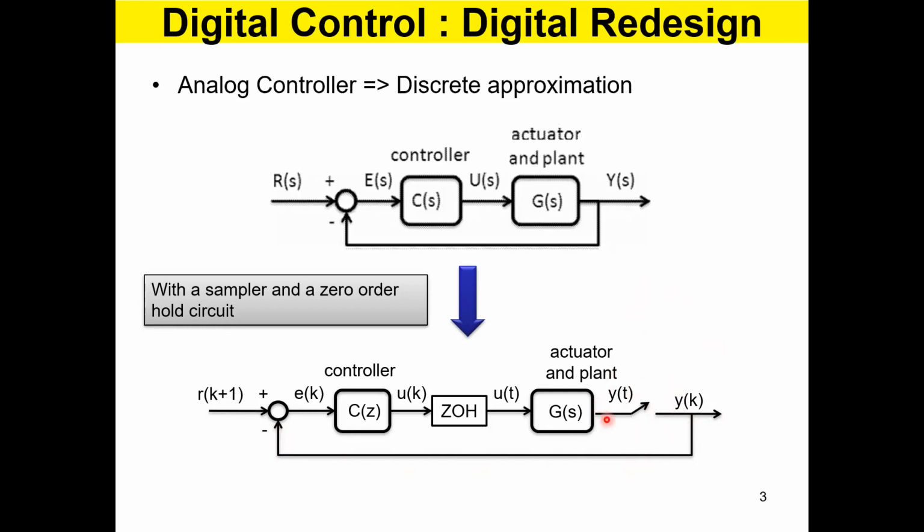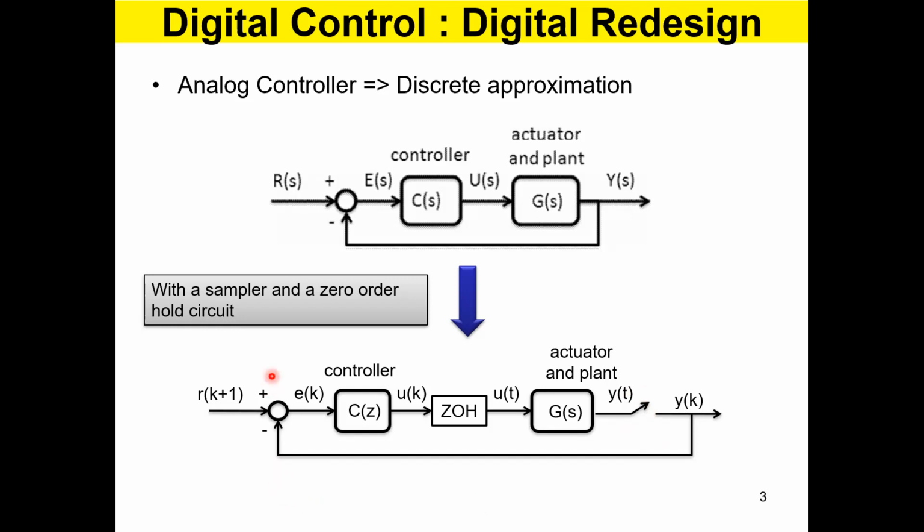So it's like you are connecting a switch. We call it a sampler. This is the first device you are going to introduce to the system if you want to build a discrete controller for the plant.